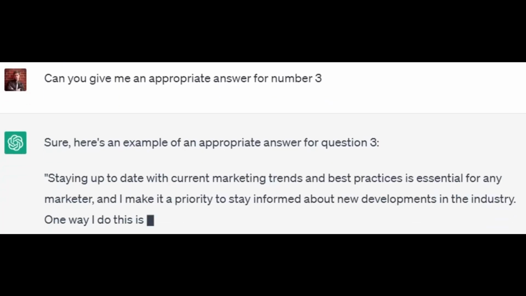If you don't know how to answer it, you can ask ChatGPT to give you an appropriate answer or a sample answer that you can use. Can you give me an appropriate answer for number 3? What's amazing about ChatGPT is that it has a memory function where it remembers a certain amount of answers that it gave you, and it can use it for future answers. Here's an example of an appropriate answer for question 3.